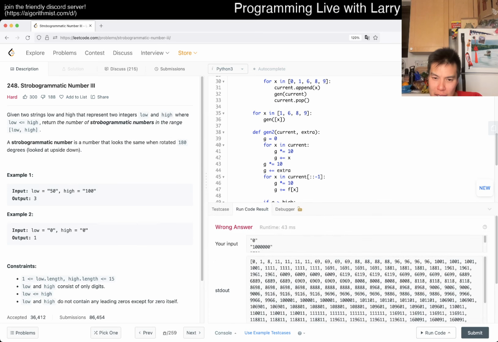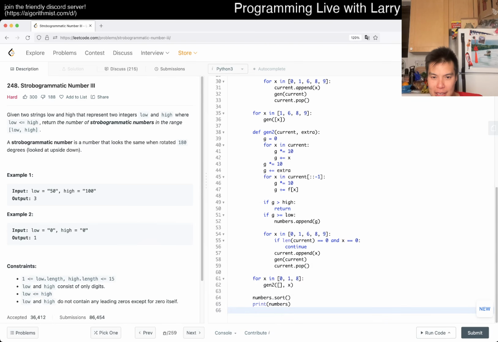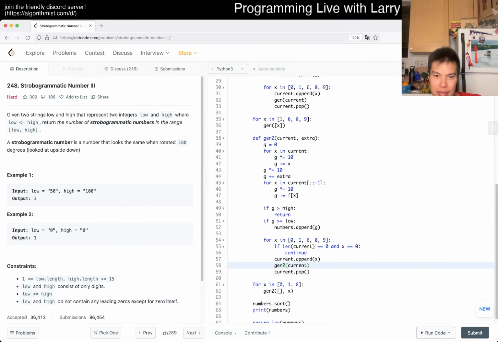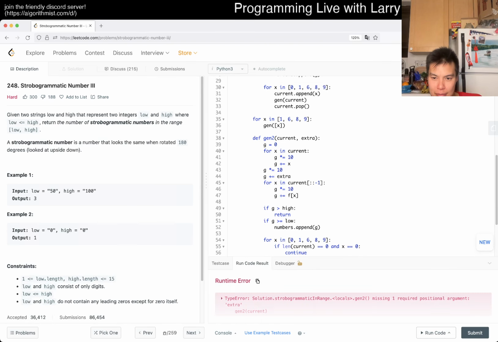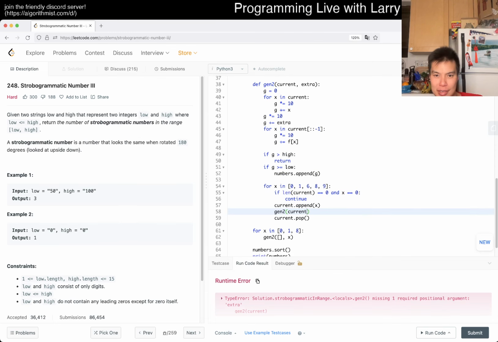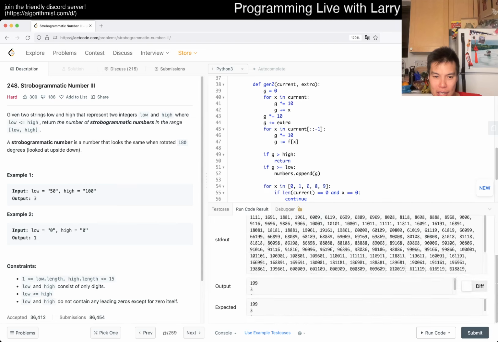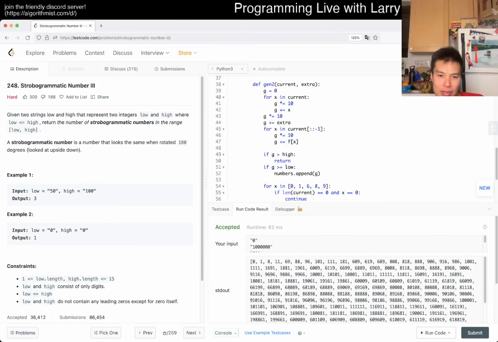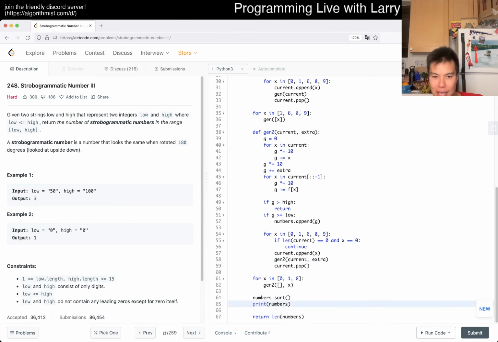Okay, so I do a lot of 11s. Right, oh, I called Gen again. It should be Gen 2. That's why. Oh yeah, that was just lazy copy and paste. Okay, so there you go. Looks good. I don't know that this is fast enough. It's fine. I'm going to submit it.